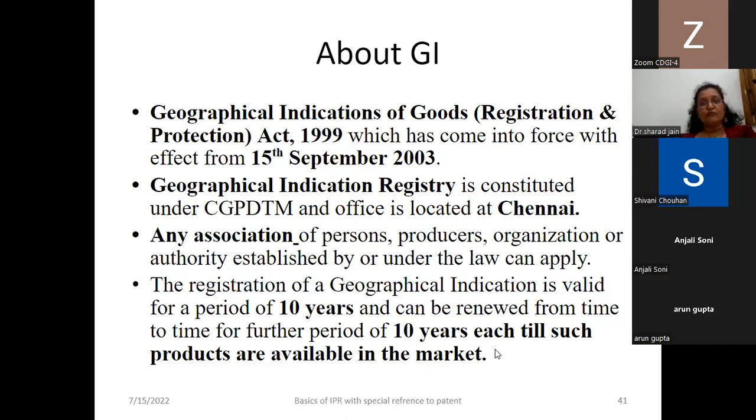Any association of persons, producers, or organizations can apply under this law, and this is also for 10 years from the date of the application. After 10 years, it can be renewed at any time.